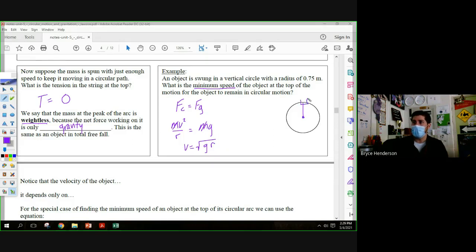So for example, if I have a bucket of water and I spin it with just the right speed, I can get the water to stay in the bucket without it falling out. Right? Shall we? I have a bucket here.